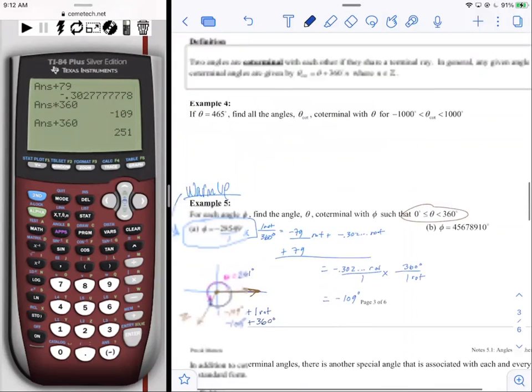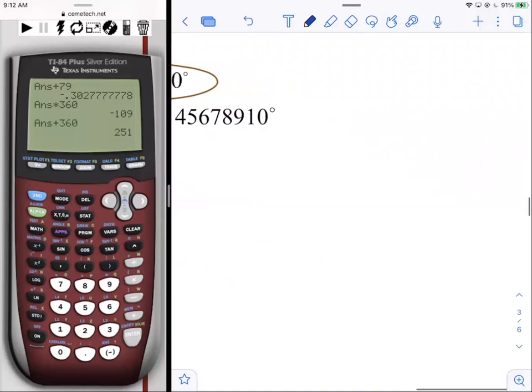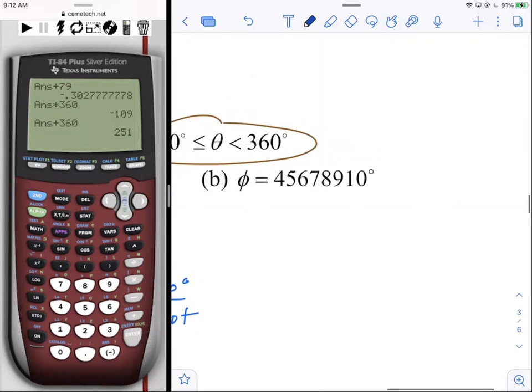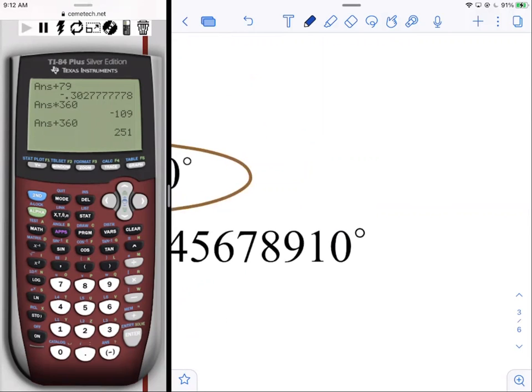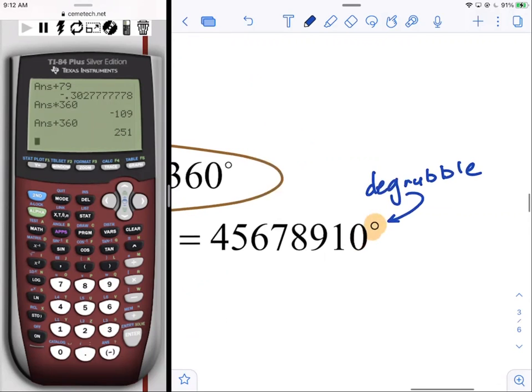All right, so here is example 5b. We've got a huge angle, 4, 5, 6, 7, 8, 9, 10 degrees, right? Degrees, because we call this little unit of measure the degrubble. Yeah, if you so like. Okay, the degrubble. Now, again, I can type that in, 4, 5, 6, 7, 8, 9, 10. And since it's a positive angle, let me store that as X.